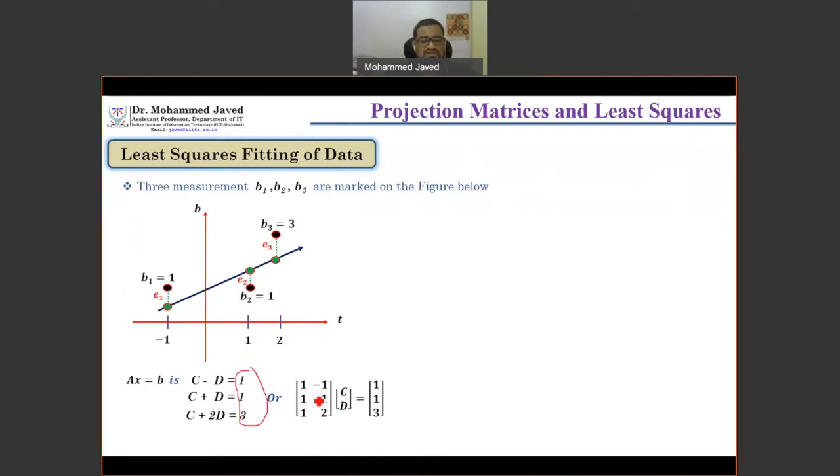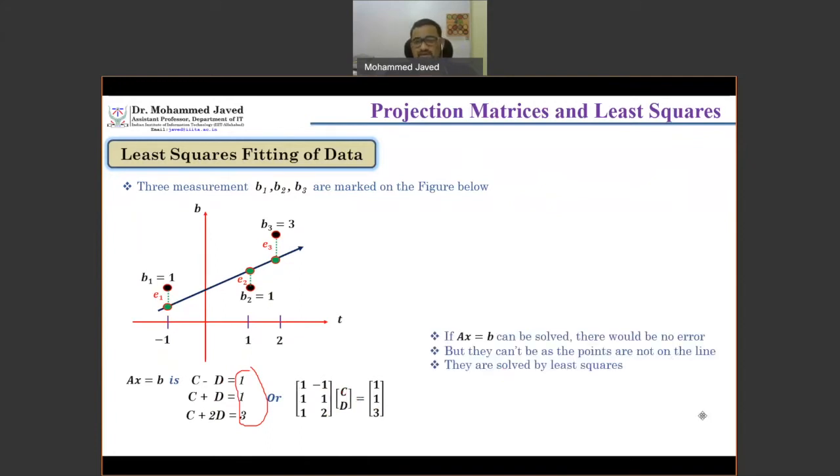So now you try to solve these equations. Now this is in the form Ax equal to B, right? If Ax equal to B can be solved, then there would be no error. That means all the points you are trying to fit are lying on the line, so there would be no error. But they can't be, as the points are not on the line. So here it cannot be. There is an error, so they are solved by least squares.